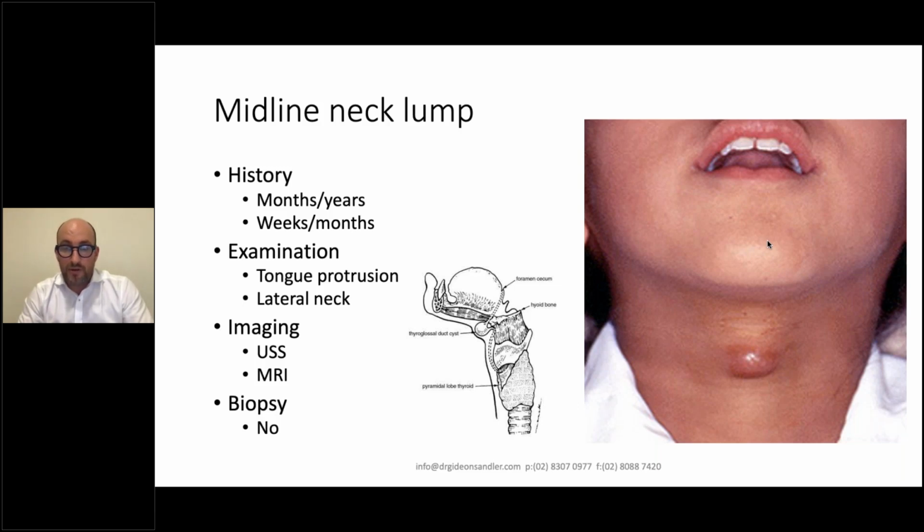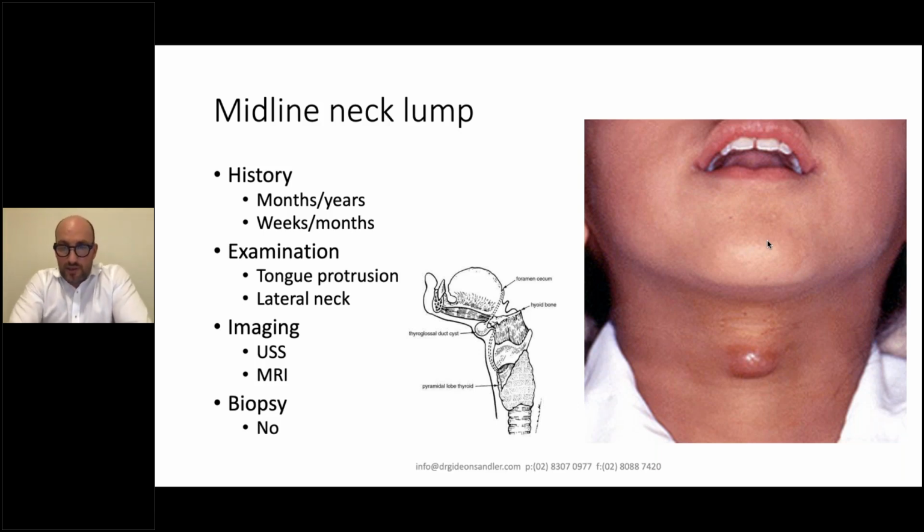These occur because the thyroid forms at the foramen cecum between the anterior 2/3 and the posterior 1/3 of the tongue, and then it descends in utero, in embryonic life, through the hyoid bone, and then in front of the thyroid cartilage to come to lie in front of the second, third, and fourth tracheal rings in the lower part of the neck. And it can leave bits of thyroid behind on its descent, which can form cysts. The differential diagnosis for this is a dermoid cyst or an inflamed lymph node.